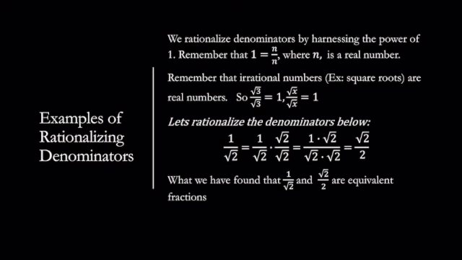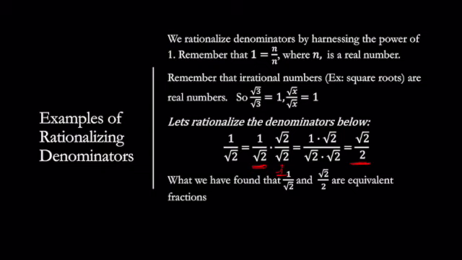Now, we rationalize denominators by harnessing the power of 1, okay? I mentioned on the previous slide that irrational numbers are real numbers. So in order to rationalize the denominators, what we do is we multiply by the radical in the denominator over the radical in the denominator, because this equals 1. That gives me 1 times the square root of 2, and the square root of 2 times the square root of 2, which is 2.